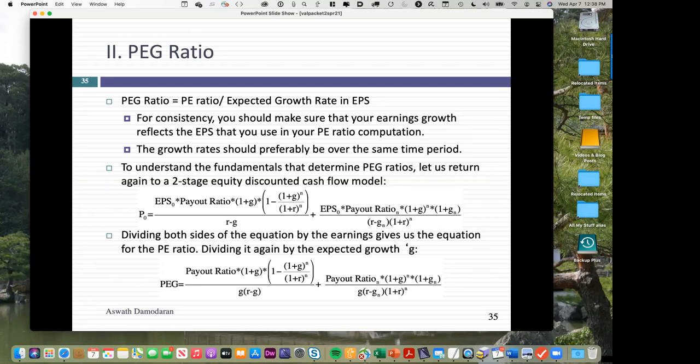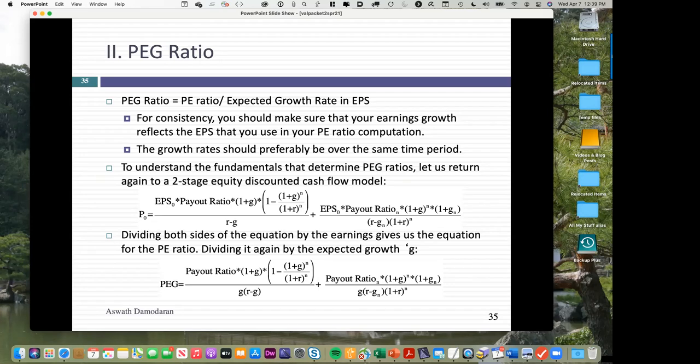If I divide the PE of 10 by 5%, I get 2. That's the PEG ratio for company one. If I take the PE of the second company, 20, and divide it by the 25% growth rate, I get a PEG ratio of 0.8. Peter Lynch's point is I'd rather have the low PEG ratio over the high PEG ratio.